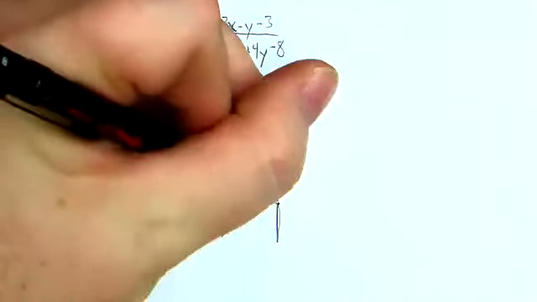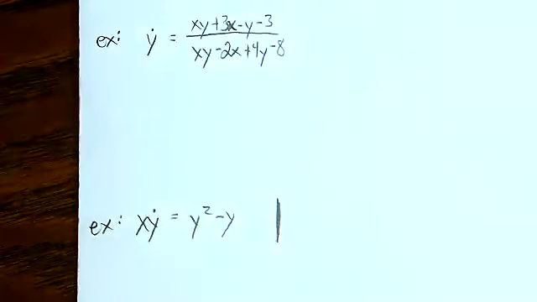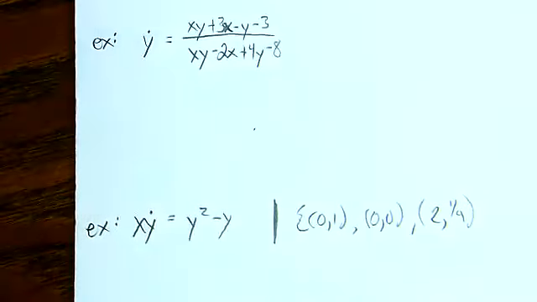I want you to find 3 particular solutions to this. Find the particular solution subject to the point 0, 1, and then try 0, 0, and then try 2, 1/4.